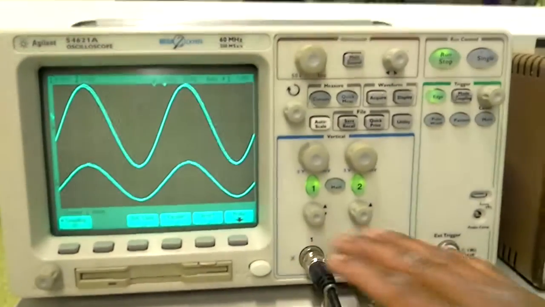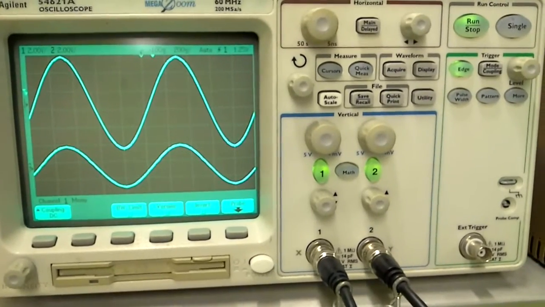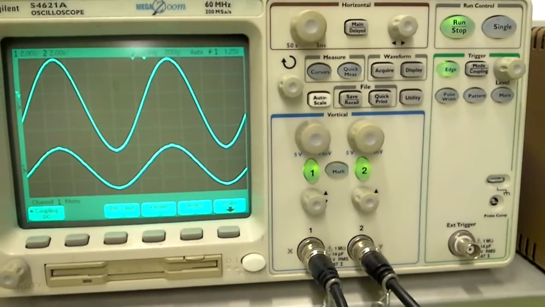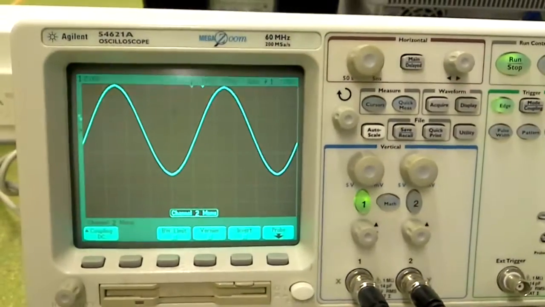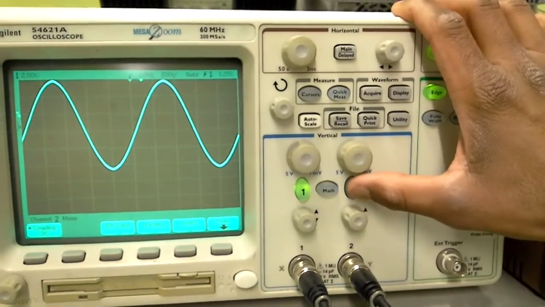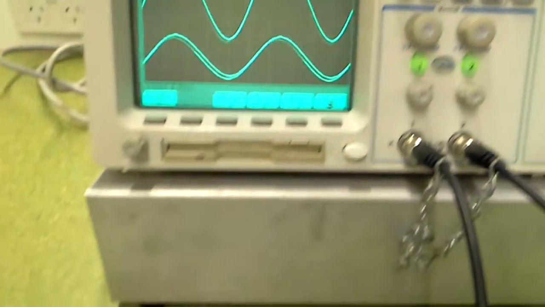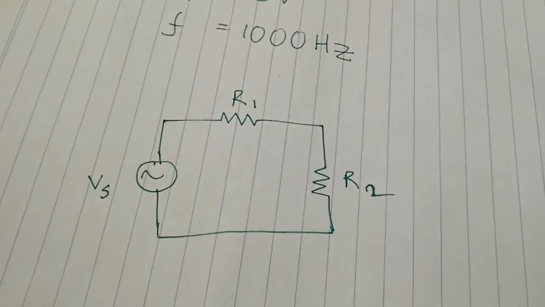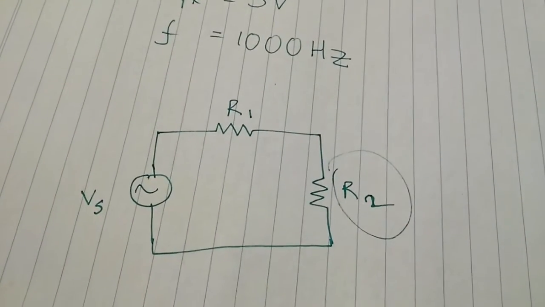So the oscilloscope has two channels, channel 1 and channel 2. Channel 1 is connected to the signal generator, so channel 1 is displaying the source voltage, and channel 2, we have connected across R2. So channel 2 is measuring the voltage across the resistance R2.